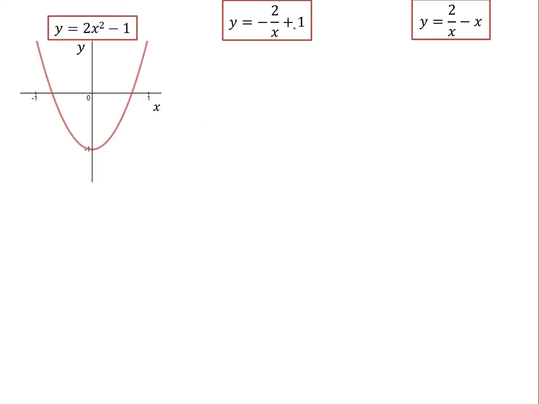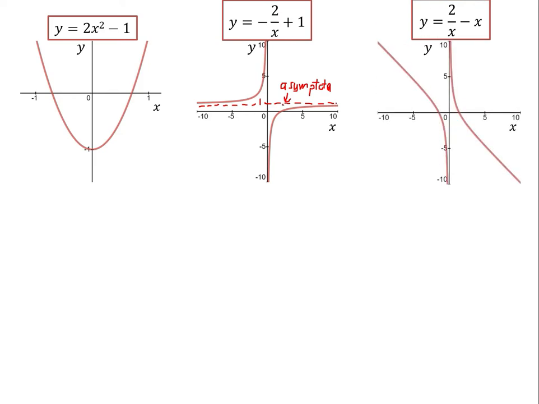So the second graph here is the reciprocal graph. The graph looks like this. And you can see this reciprocal graph does not have any y-intercept. The whole graph moves up by 1 unit. This dotted line that cannot be touched by your graph, we name it as asymptote. Now, the third one, the graph looks a little bit similar to the reciprocal graph, but slightly different.